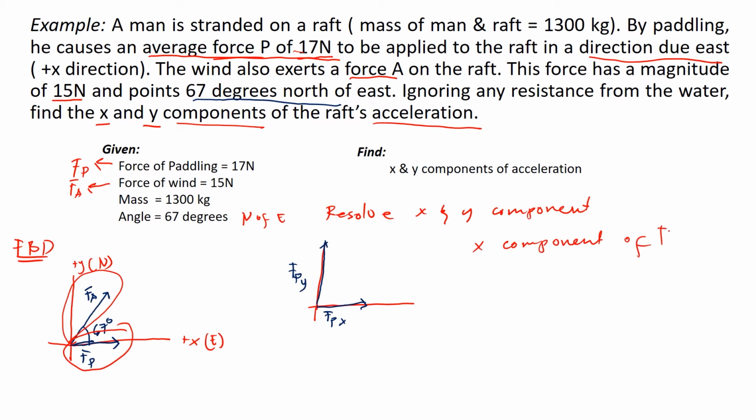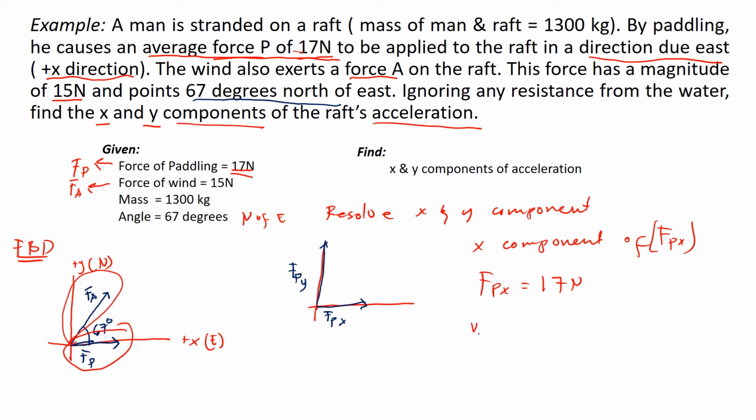For the x component, F sub Px here is equivalent to this 17 newtons, because according to the statement, the 17 newtons is directed towards the positive x direction. So automatically we assume that 17 newtons is in the x component. That should be the F sub Px of our force of paddling.